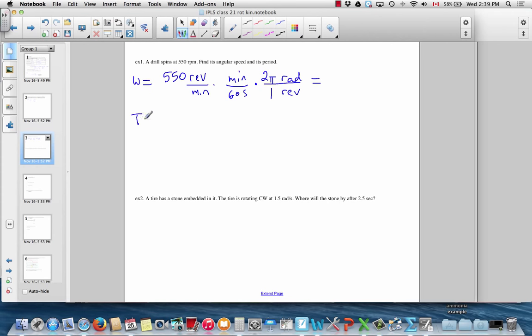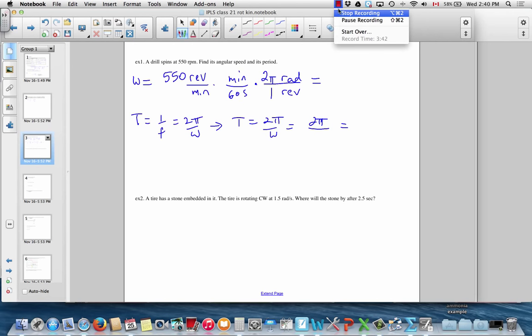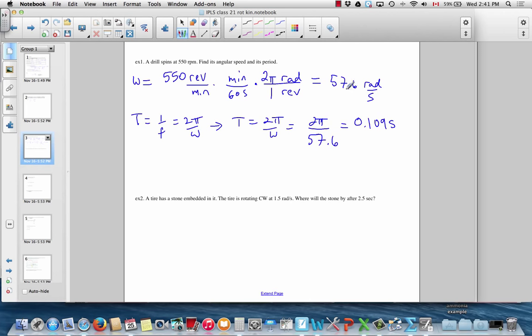So this will enable us to calculate omega. Once we have omega, we know that period, the reciprocal of frequency, is 2 pi over omega. So that period will just be 2 pi over omega. And then we can just work out what that is once we know omega and see how long the period is. So let's just punch those numbers through. We get about 57.6 rads per second and about 0.109 seconds.